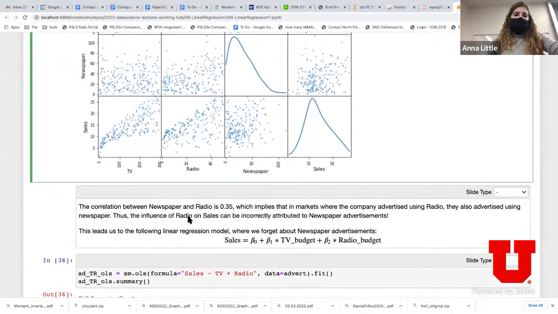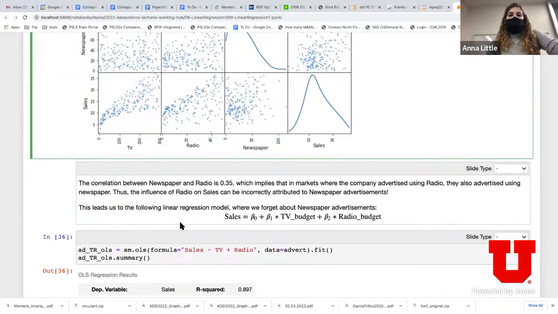Okay, so what we do see is a correlation between newspaper and radio. And so it can be hard to distinguish the effects. The influence of radio on sales can be incorrectly attributed to newspaper advertising, but by doing a model that incorporates all three of those variables, that's less likely to happen, right? If we include all of the variables, then the model will be more able to determine which are the best predictors on their own right.